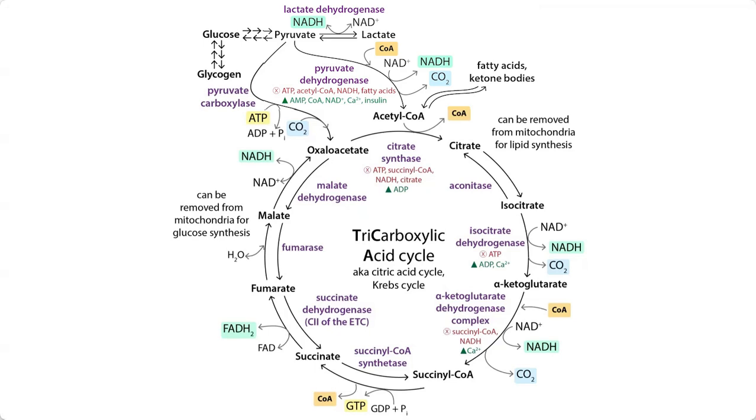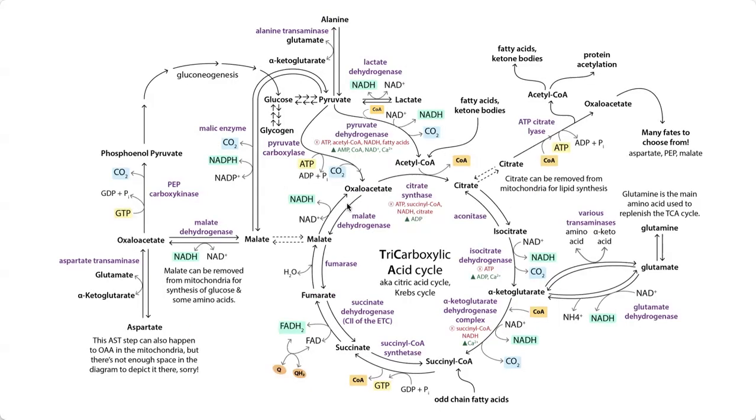If we take out malate, because we can't take out oxaloacetate, we can use malate dehydrogenase to make oxaloacetate, and then carboxykinase to make phosphoenolpyruvate, which we could take through gluconeogenesis in order to make glucose. Or we could take out citrate to make fatty acids. We take out citrate rather than acetyl-CoA because we can't take acetyl-CoA out of the mitochondria.